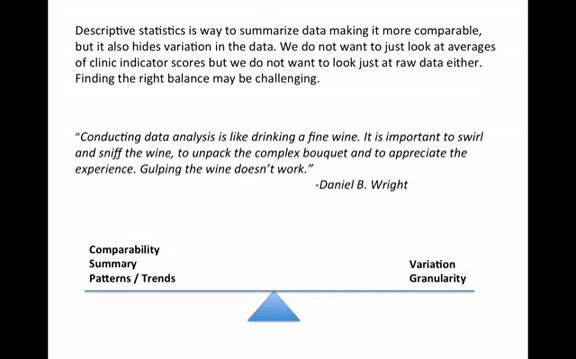So descriptive statistics is a way we can summarize data and aggregate data to make it more comparable, but it also hides variation in the data. We can't say much about an individual piece of the aggregate. We really don't want to just look at averages of clinic indicator scores, but we don't want to just look at raw data either. And finding the right balance can be challenging.